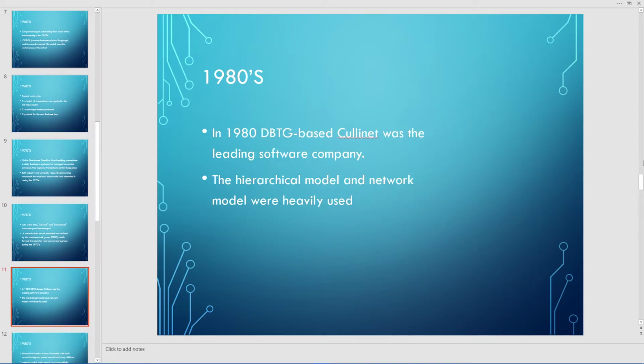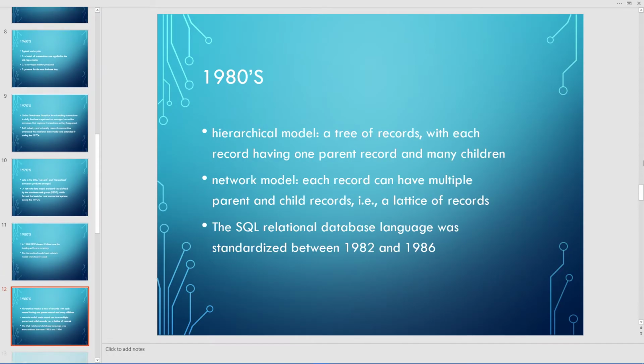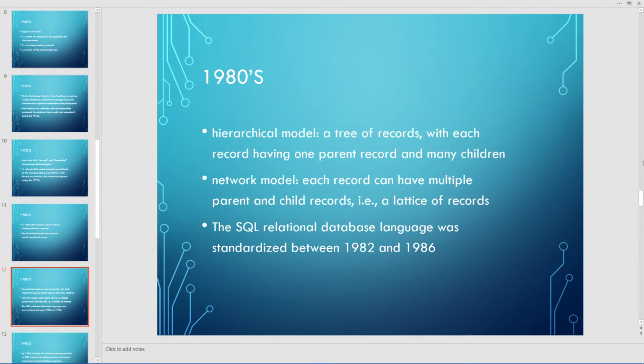In the next decade, the 1980s, the Database Task Group based company Colonet was the leading software company. The hierarchical model and network model were heavily used in this decade. Hierarchical model is a tree of records, with each record having one parent record and many children underneath. Network model is where each record can have multiple parent and child records, i.e. a lattice of records. The SQL relational database language was standardized in the mid-1980s.